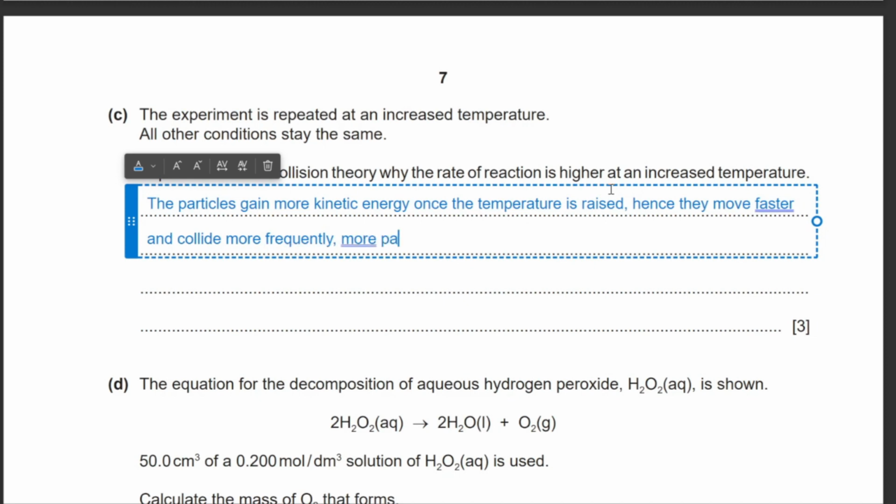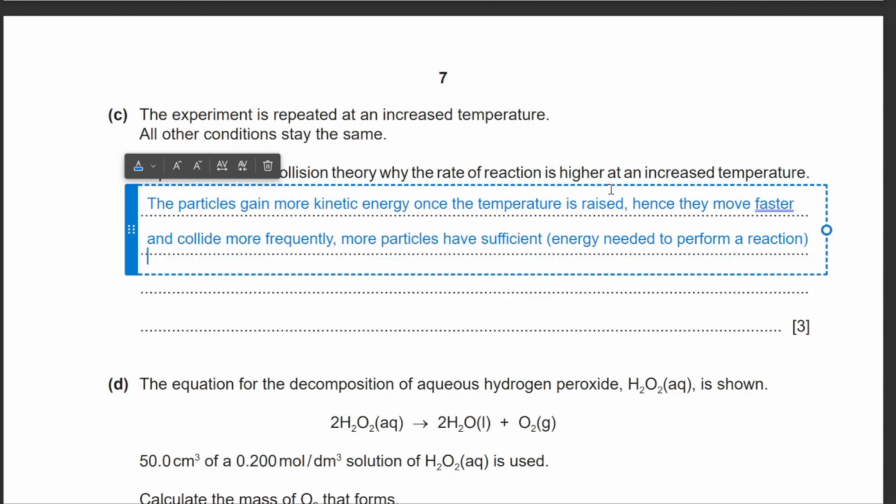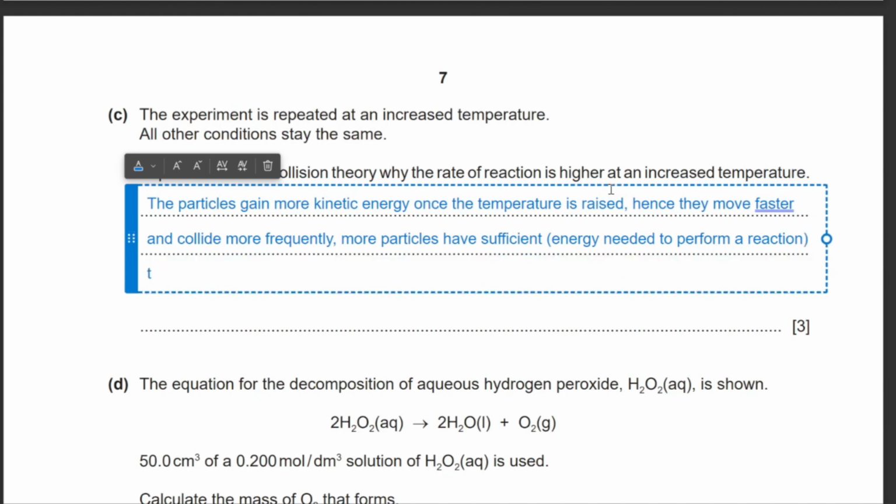More particles have sufficient energy. Sufficient basically means energy needed to perform a reaction, or you could say energy that's equivalent to the activation energy. More particles have sufficient energy. That's our answer.